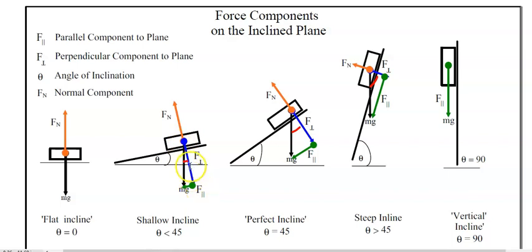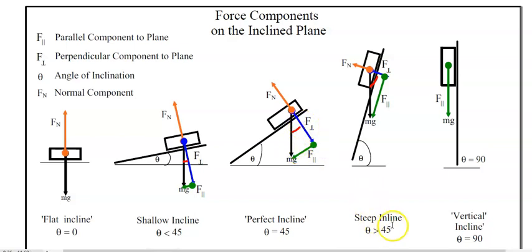The F perpendicular will always be equal and opposite to the normal. This new F parallel is the accelerating force, which draws the object down the ramp. A perfect incline is theta equals 45 degrees. The green and blue component vectors of the weight are now perfectly equal to each other because the sine of 45 and the cosine of 45 are the same.